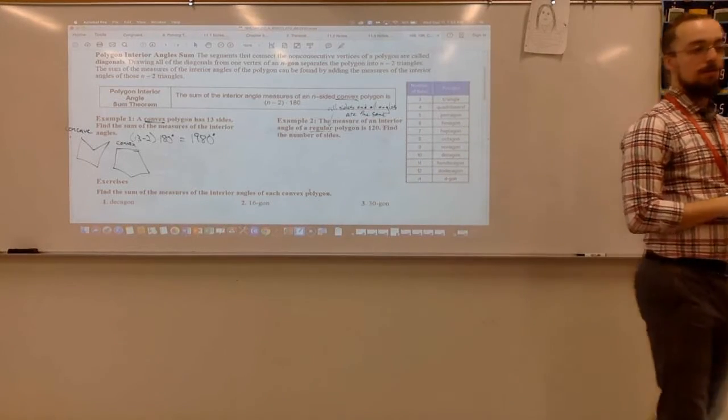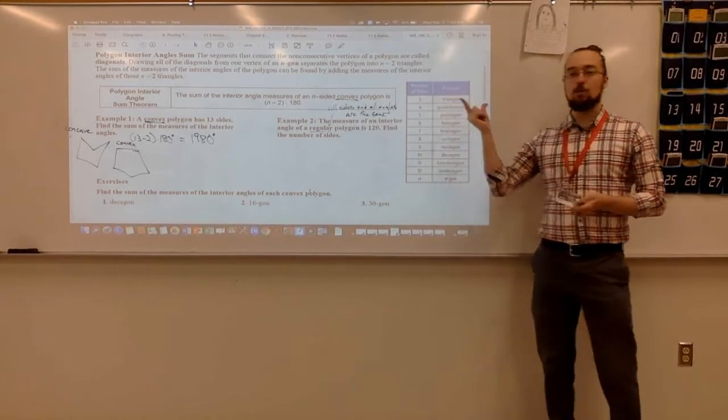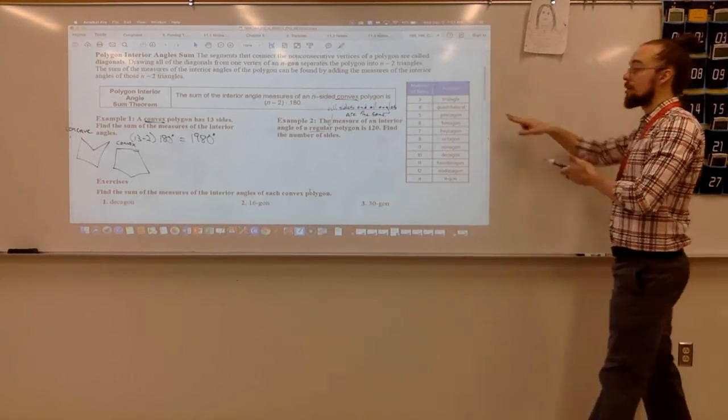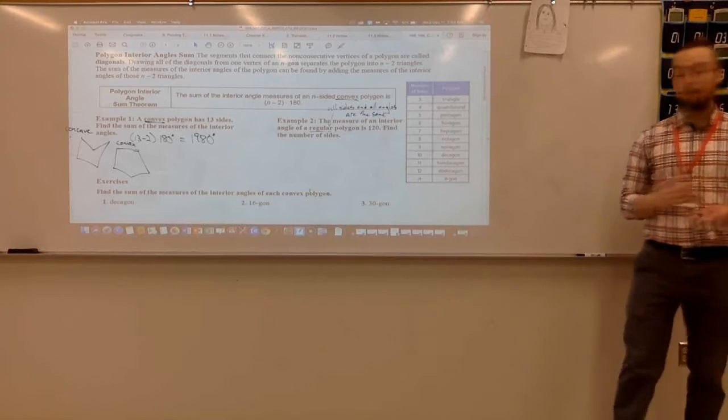Okay? So, an example of a regular triangle would be an equilateral triangle. An example of a regular quadrilateral would be a square. All the sides and all the angles are the same.